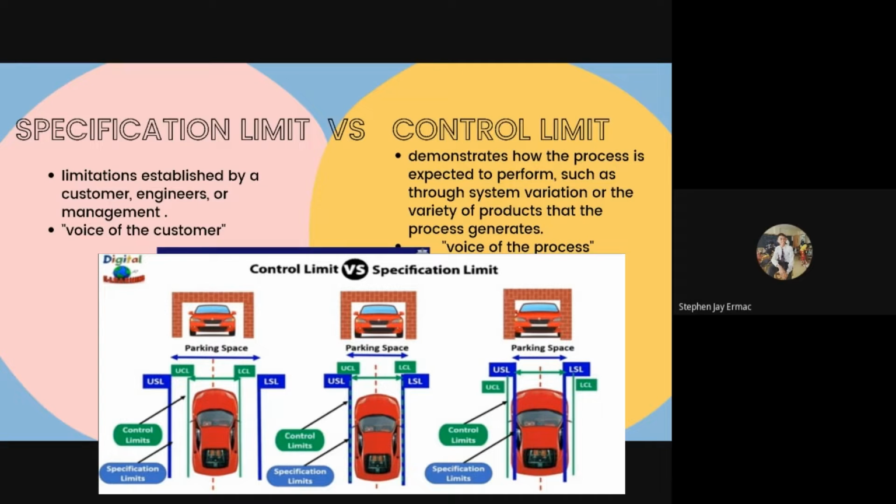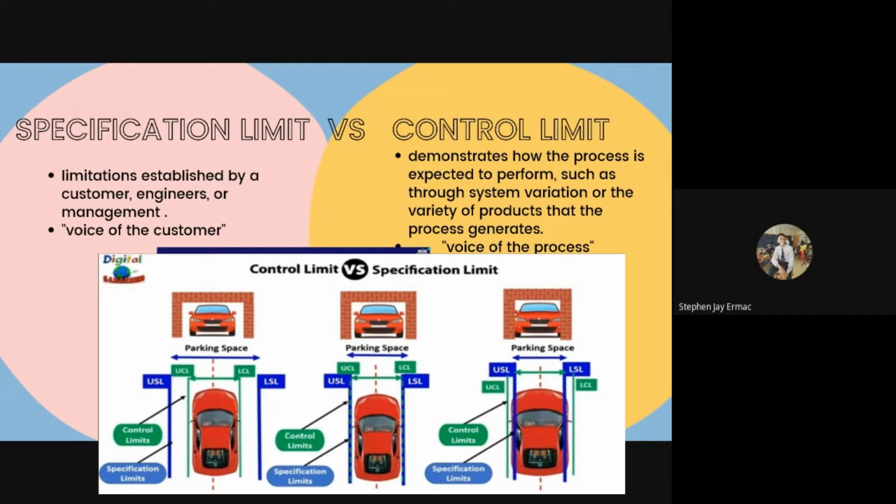Next, let's take another case. In this case, when the specification limit coincides with your upper control limit, the car will be only a little bit smaller than the garage, but you can still fit the car in the middle of the garage, or the center of the specification. This will be the least probable case because you're almost on the edge of the specification limit.